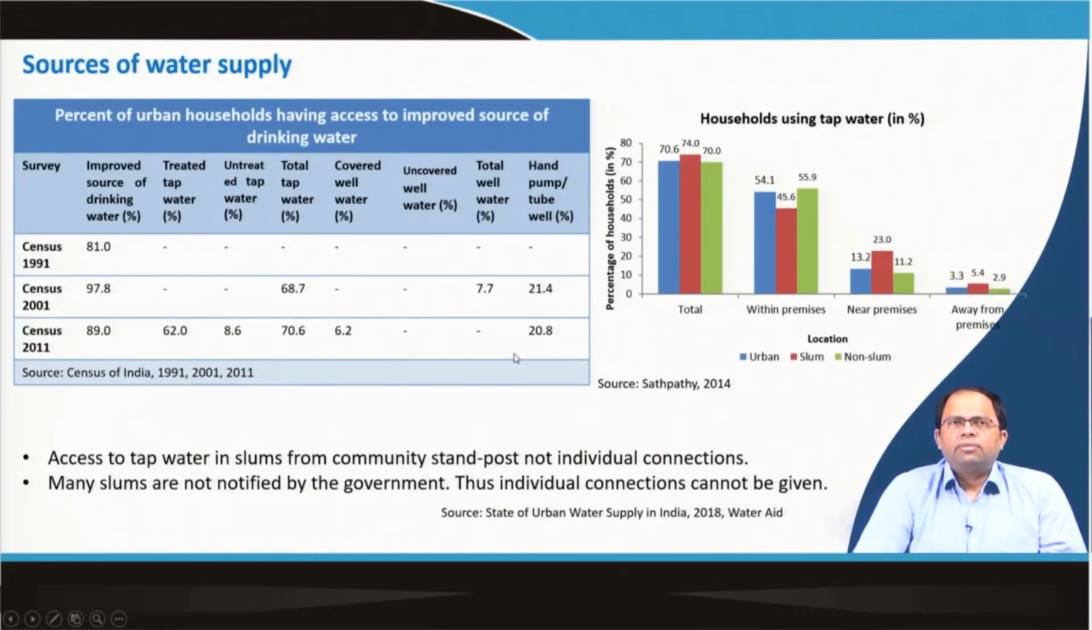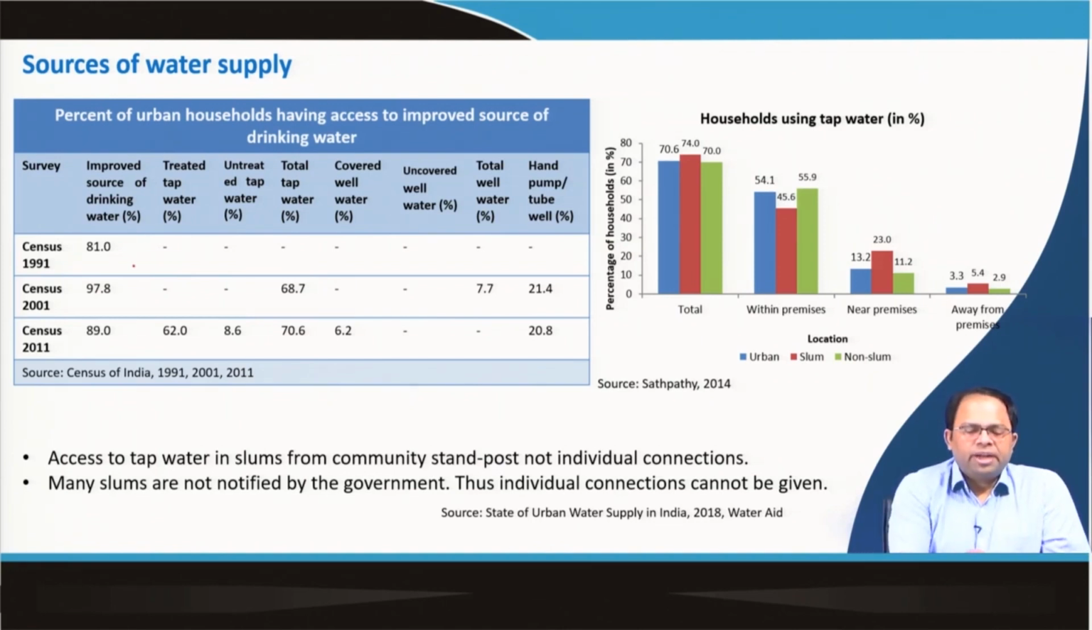To see the status of water supply in urban areas, we have discussed this to some extent also, where we see that as per census 1991, 2001 and 2011, what we see is improved sources of drinking water. There are different ways how you define improved sources. Like in 2001, the definition was different from 2011. That's why you see a difference in the values. But roughly what we see, there is water from tap water, there is water from well water, and then there are hand pumps and tube wells. So, this is the other part.